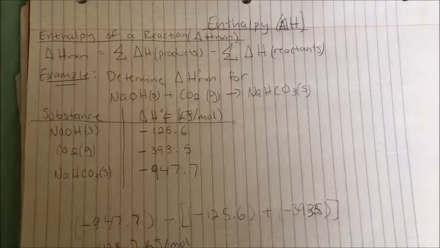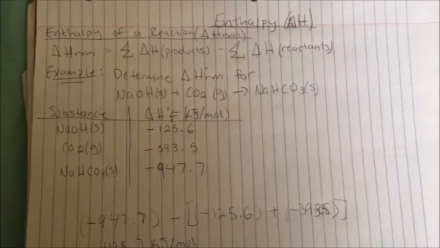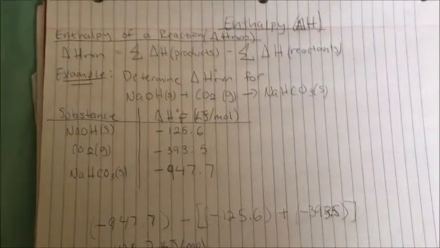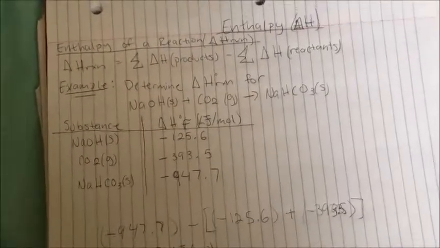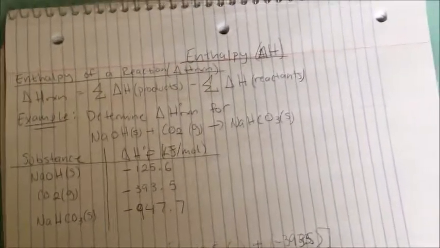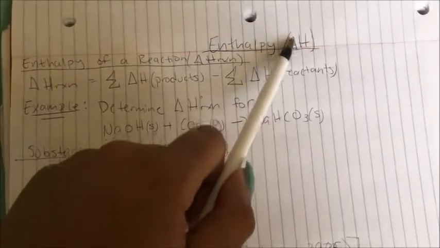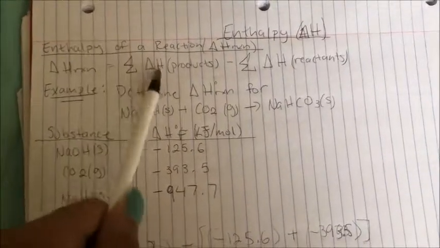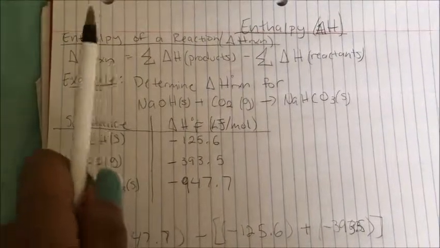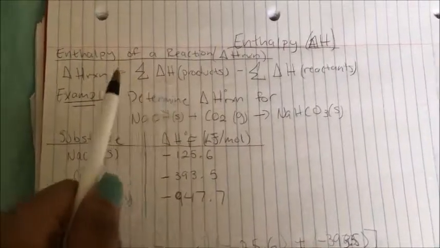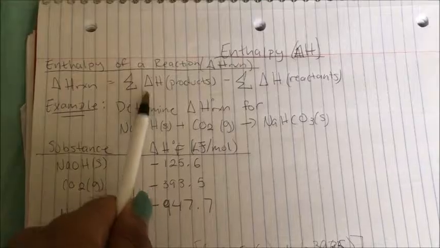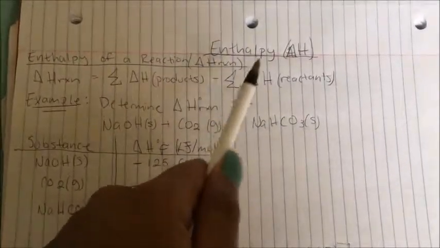Today we will be learning about enthalpy. Enthalpy is a state function that is much easier to measure by looking at enthalpy change. Enthalpy change is represented as delta H. When looking for the enthalpy of a reaction, we use this equation, and it states the enthalpy of a reaction equals the sum of the enthalpy change of products minus the sum of the enthalpy change of reactants.